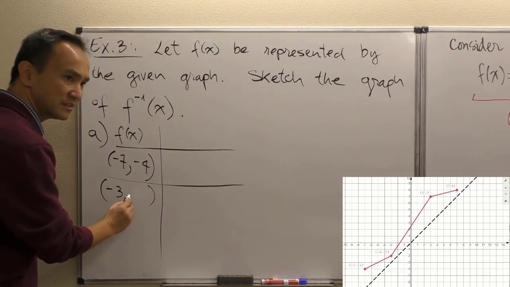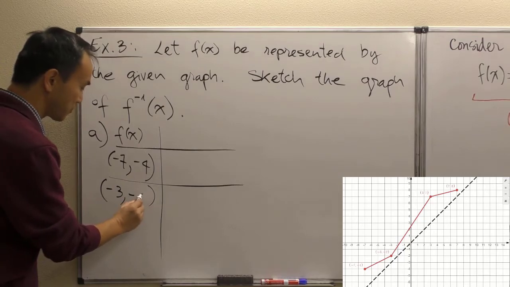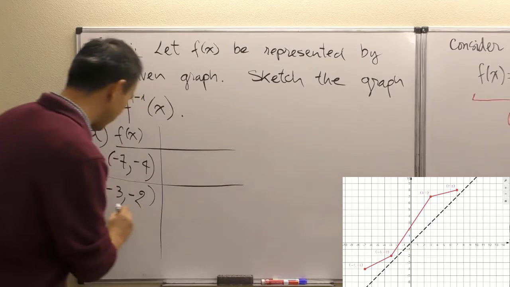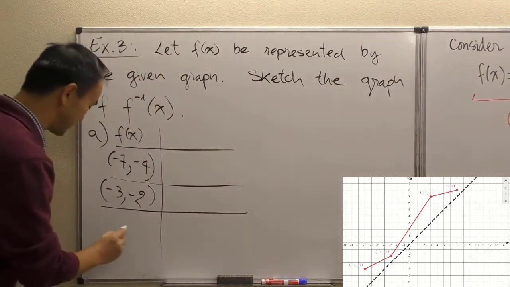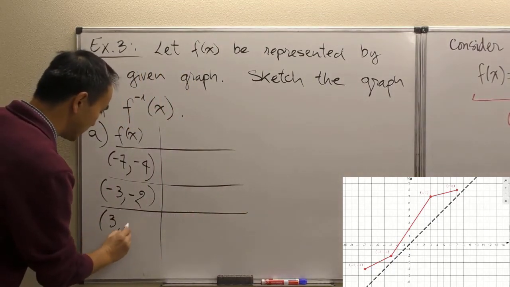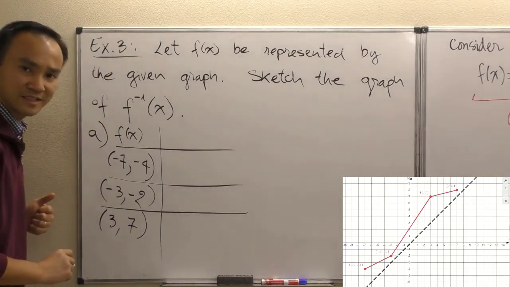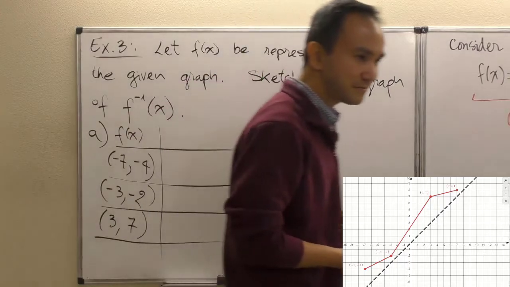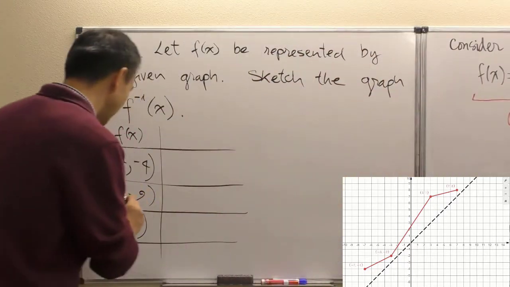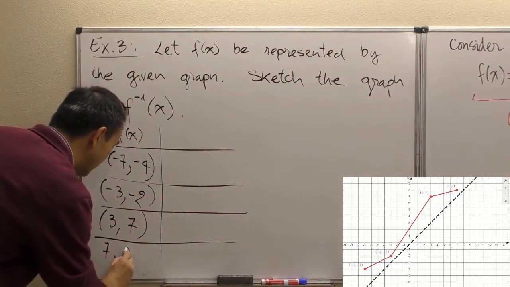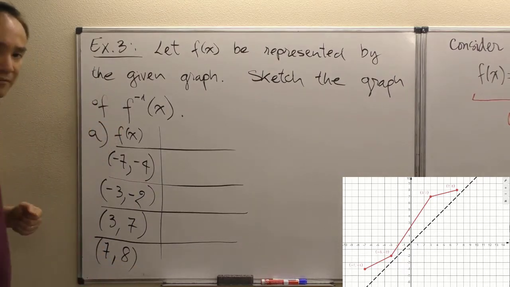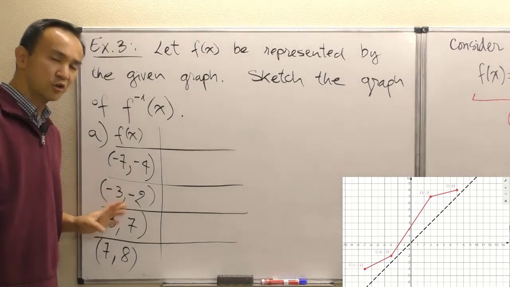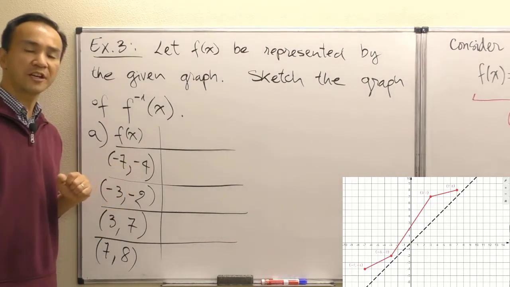-3, -2. Okay. And then my fourth point to the right-hand side is 3, 7. All right. And then another point I have here is 7, 8. I have these points right here. These are the points on our original graph of the starting function.